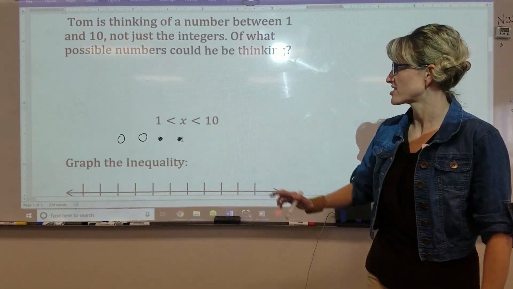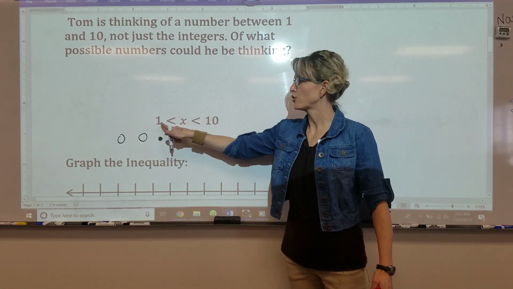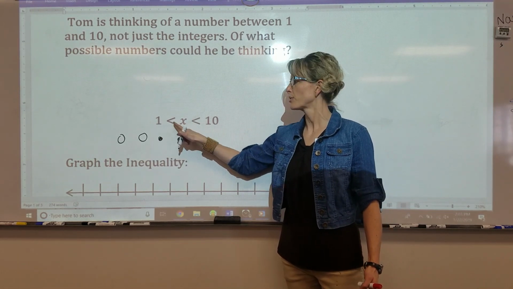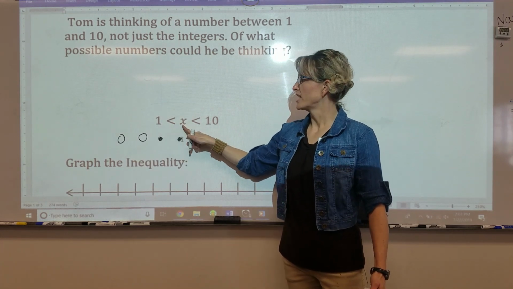We could express it as a single inequality. X, the number, is between 1 and 10. It couldn't be 1 and it couldn't be 10. So that's why we use less than. So x is greater than 1 and x is less than 10.